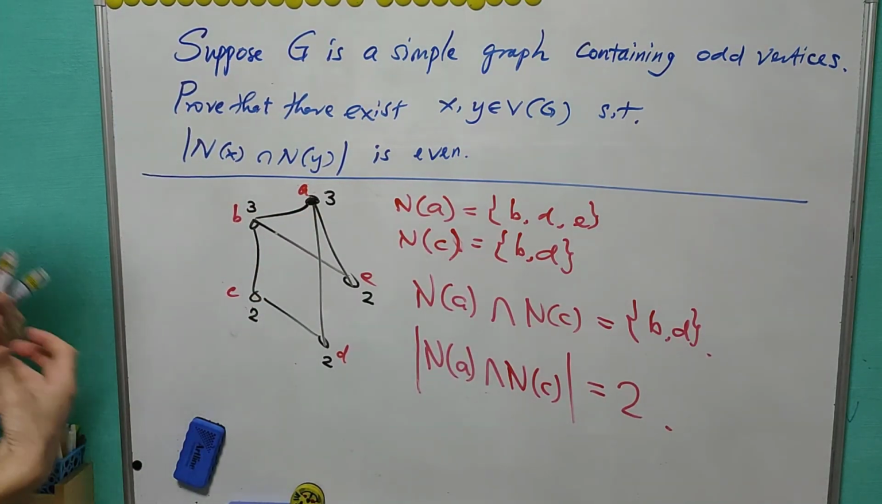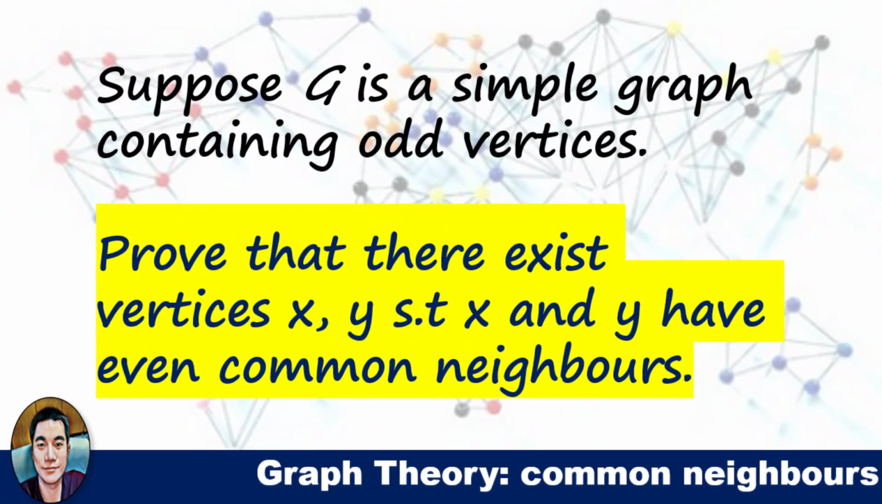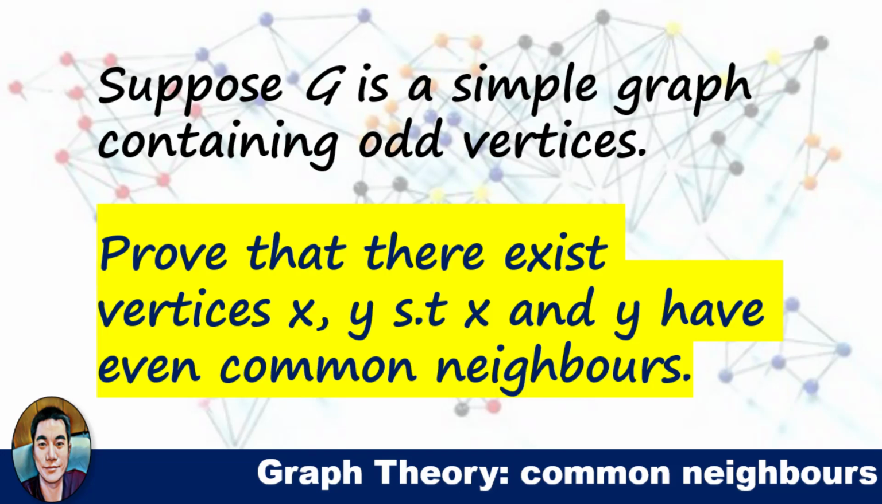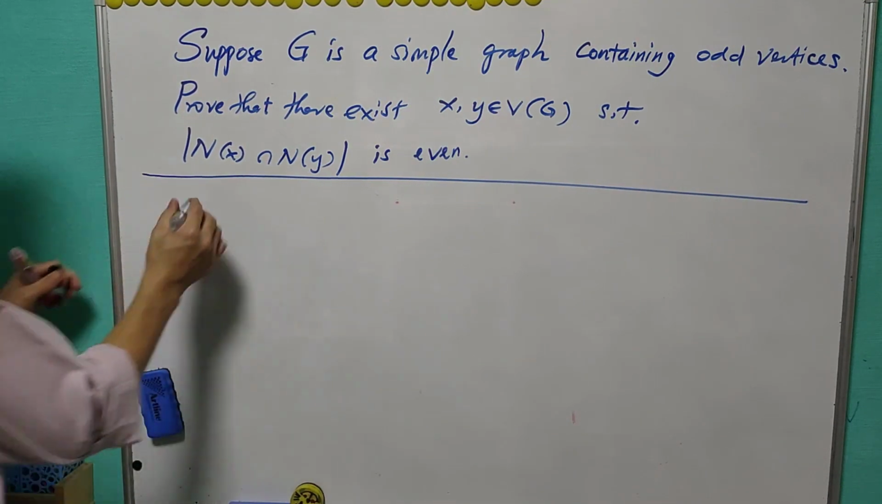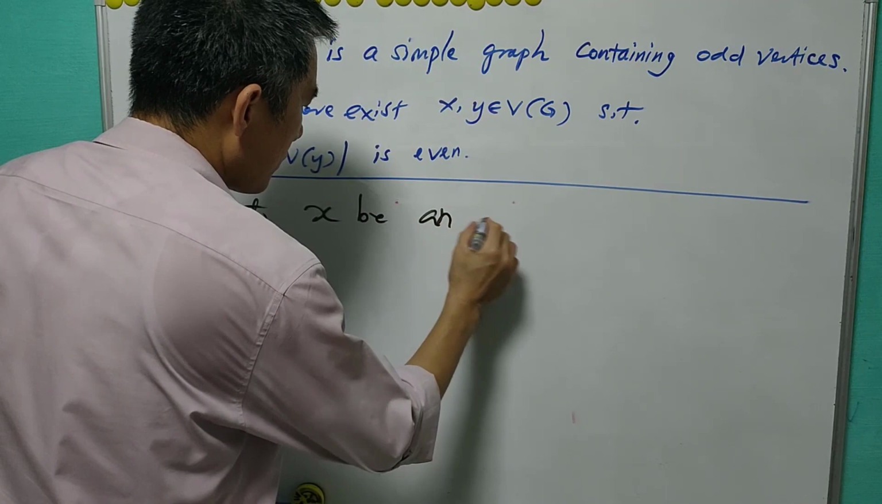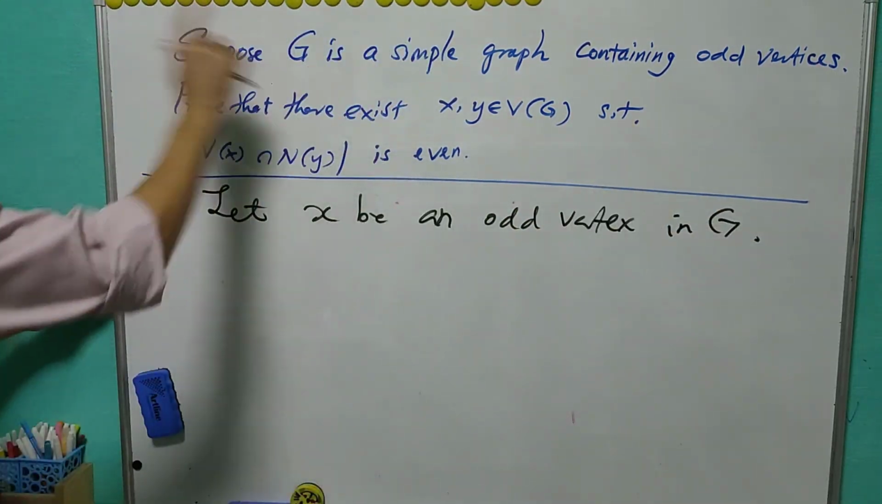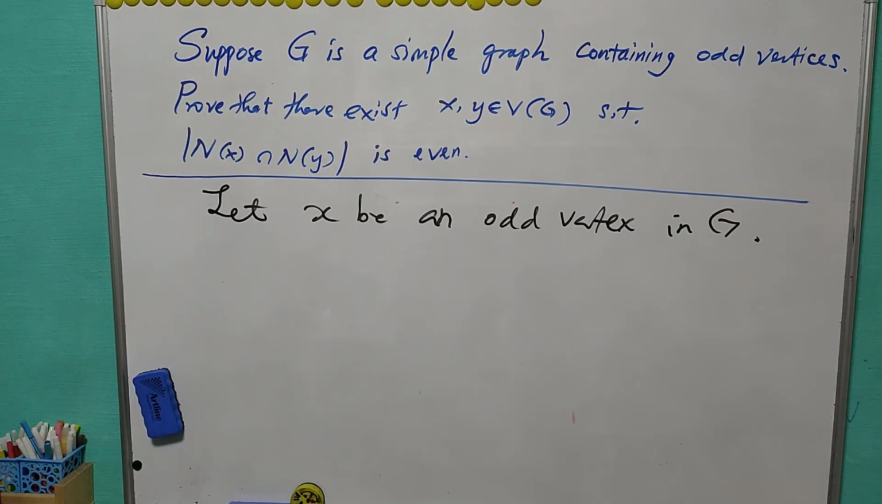So how are we going to deal with this for a general graph? Pause the video now if you wish to solve it. Keep watching the video once ready. So we first let x be an odd vertex in G, since it said that G contains some odd vertices.